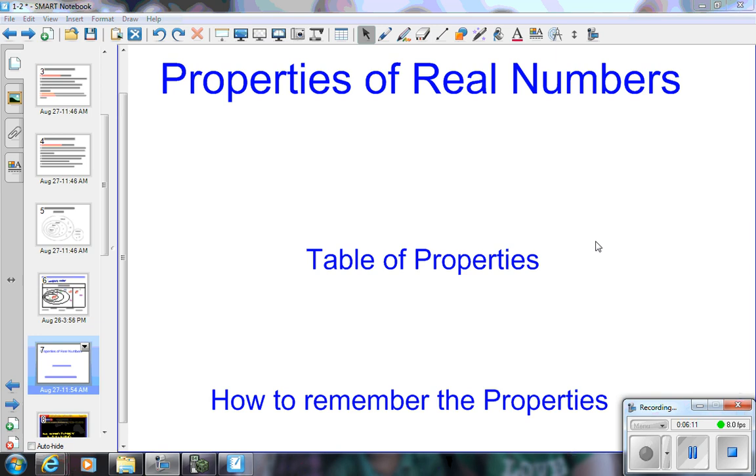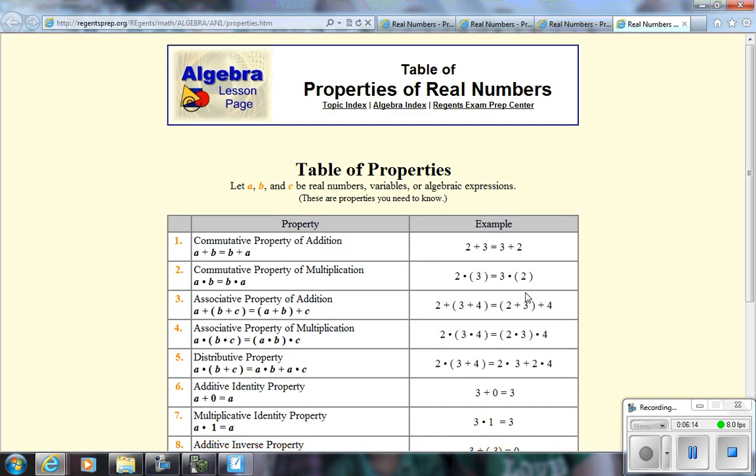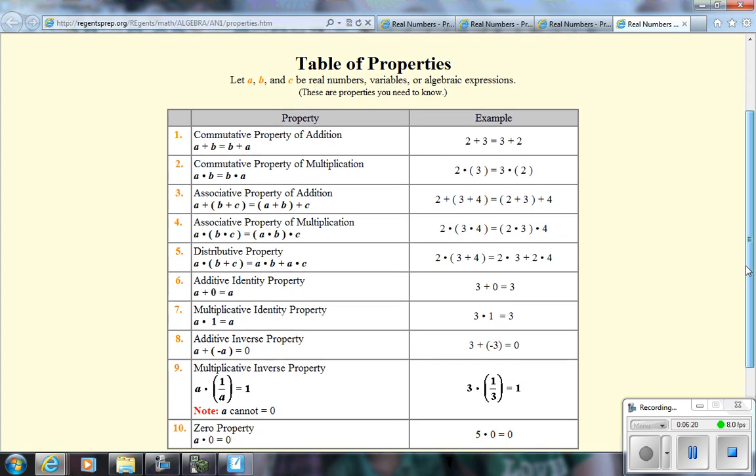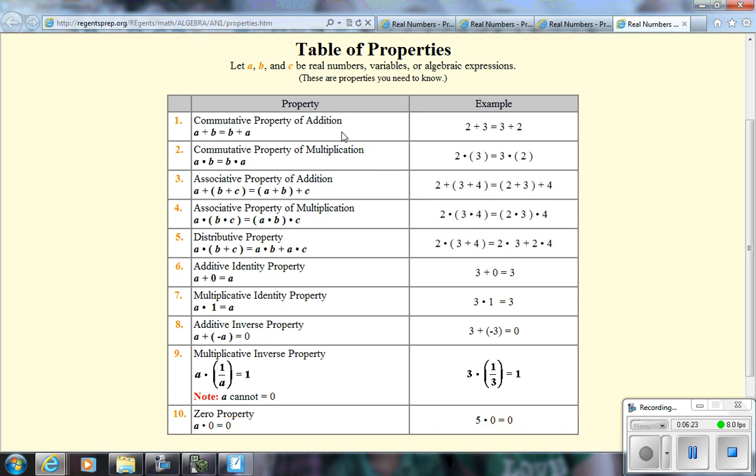Now, your textbook does list all of the properties of real numbers. I have a link to a table, and I will put this link on my webpage as well. And if you take a look at this, you'll see the different properties you should be aware of. Commutative property of addition, commutative property of multiplication, which deals with changing the order. The associative property of addition and multiplication, which deals with changing the grouping. The distributive property, which the a gets distributed to both of the add-ins inside of the parenthesis. The additive identity property, which I will show you in just a little bit on another little page I want to show you. So that is one tool that you'll have to use.